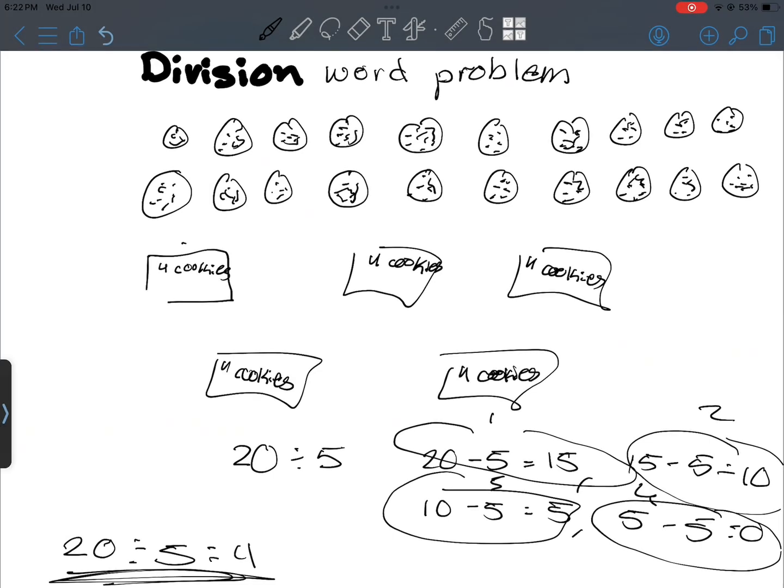Since this is a word problem, you would write this in sentence form. So you would write, there would be 4 cookies in each box.